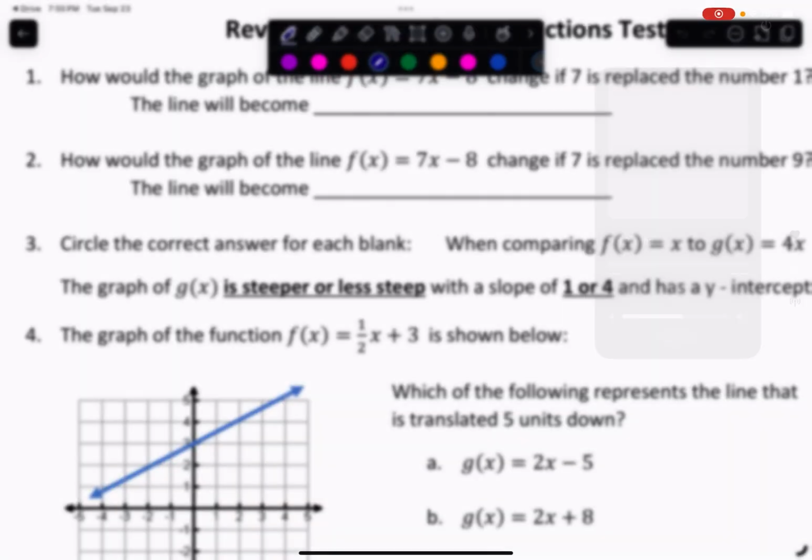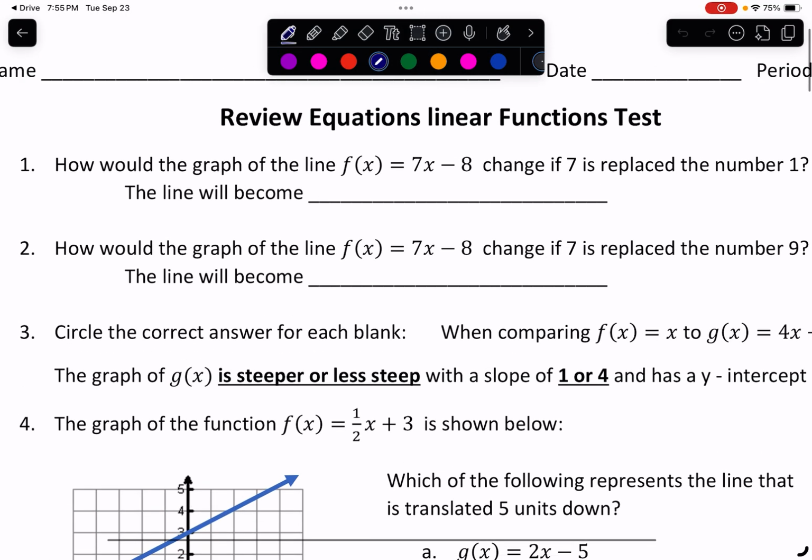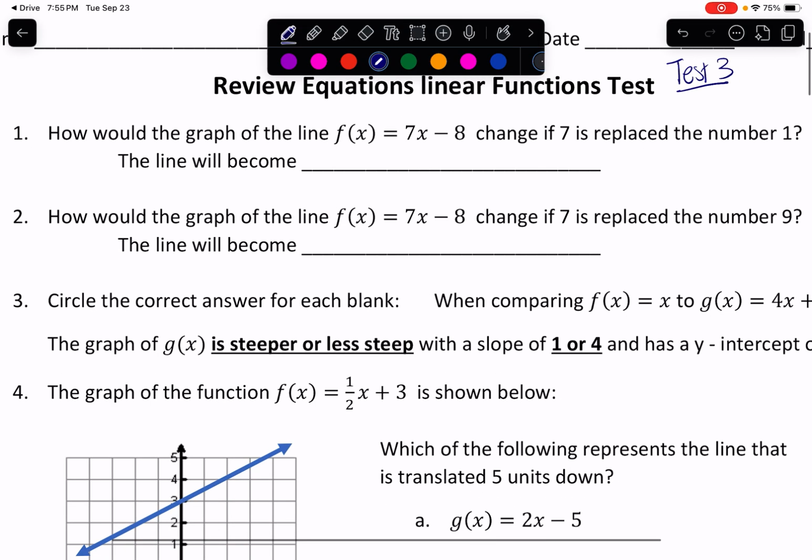Hello. We are going to look at the review for the linear functions test. This is the third test in the first 9 weeks, so this is test number 3. All right, I'm going to try to do a couple of different problems, trying to get one of each type for y'all. So let's look at number 2.